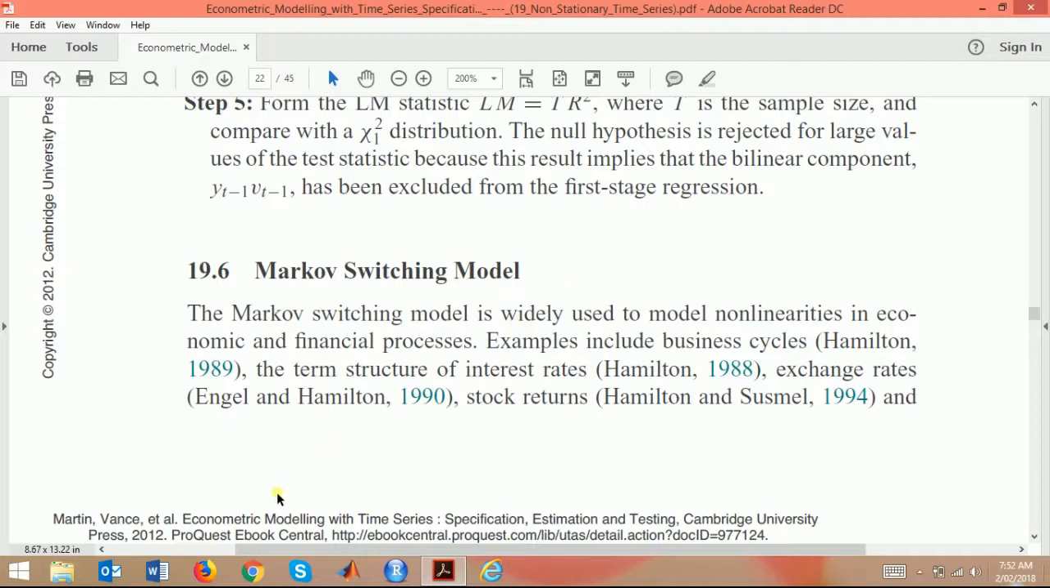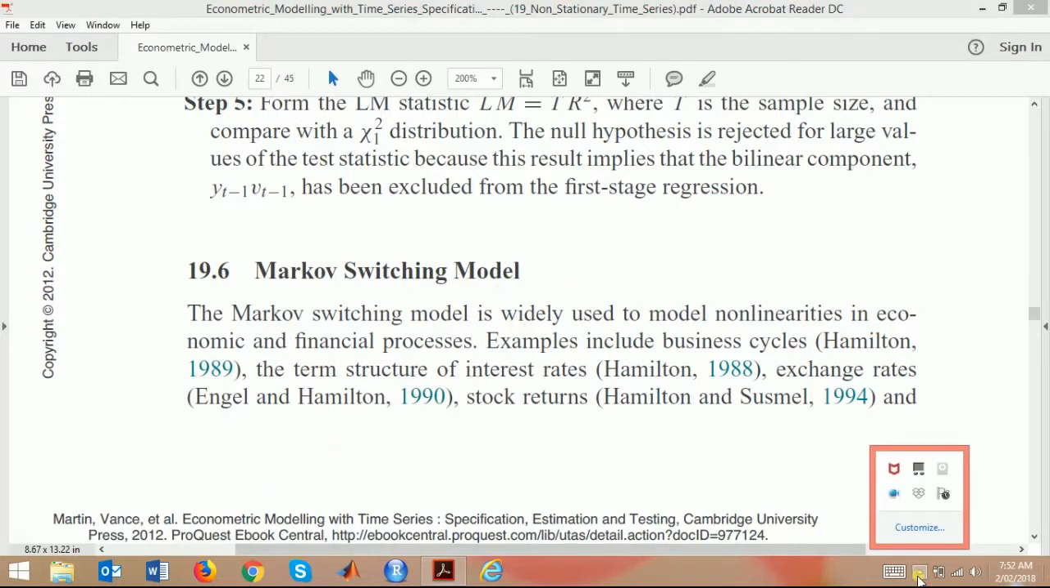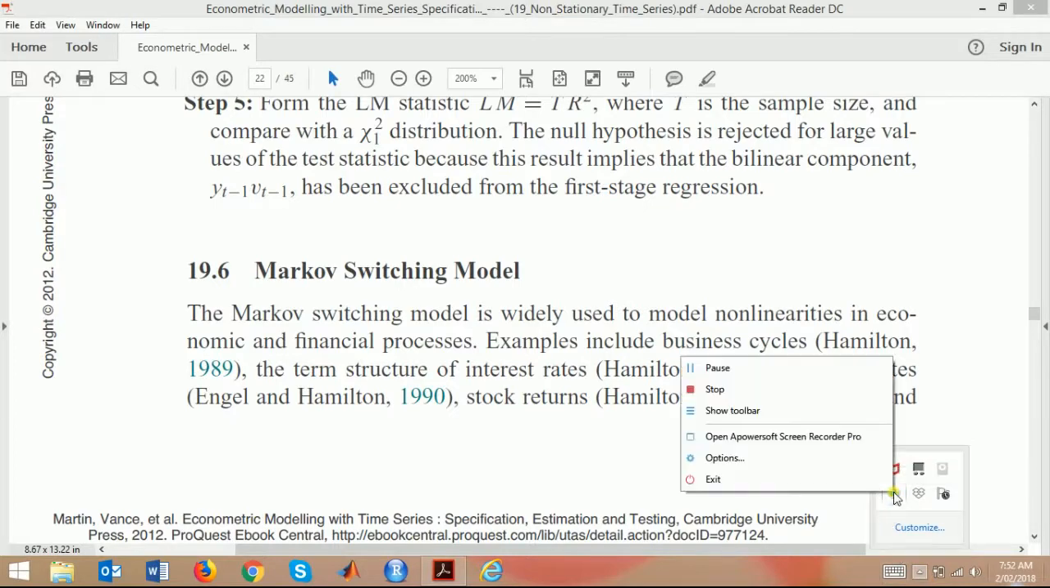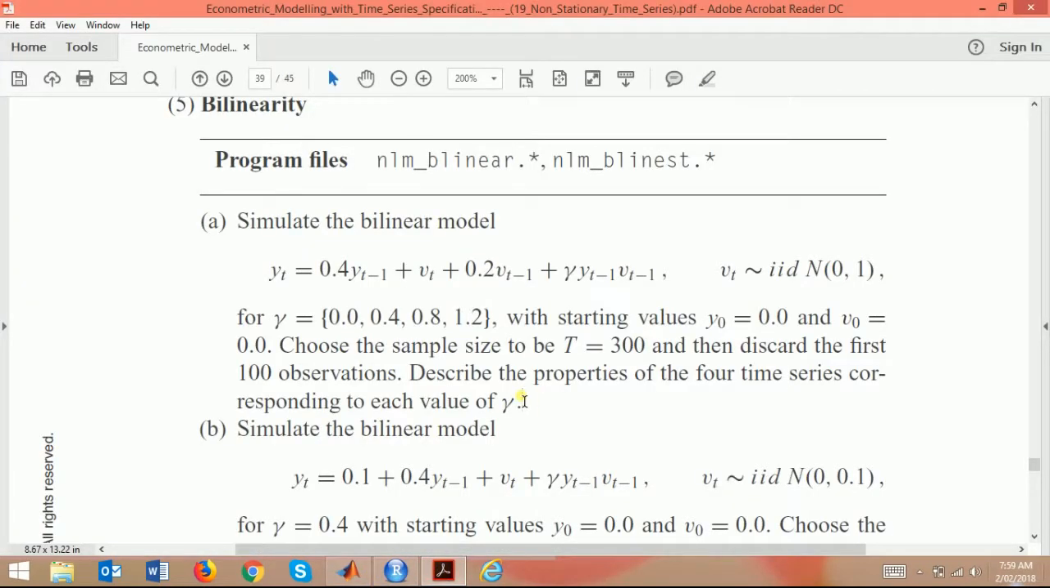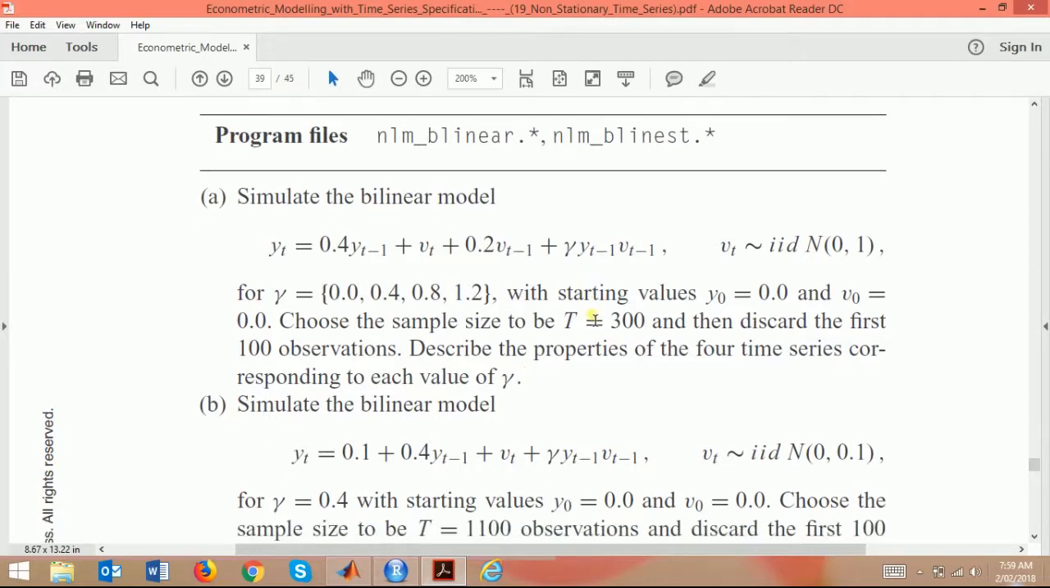Then we talk about the Markov switching model. But let's move on and see what examples we are talking about here. Whatever we learned right now, we're just going to see bilinear models and bilinearity testing, and we'll probably try to find out if there are shocks or bubbles in the system.